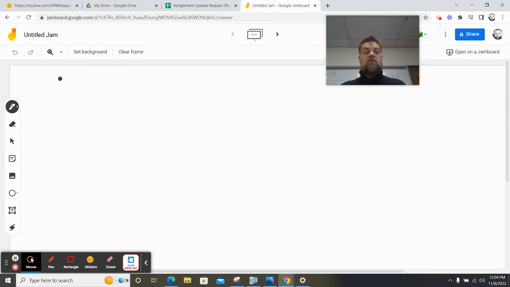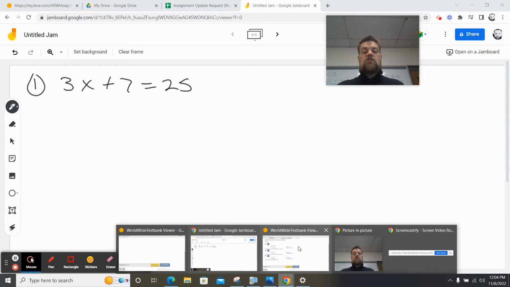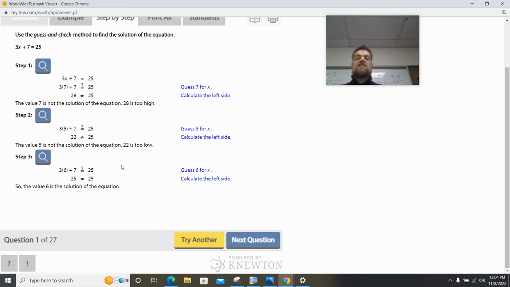So, what you're supposed to do is on a piece of paper write out the problem. You could say problem number 1, 3x plus 7 equals 25. That's the problem, right? And then what you're going to do is you're going to look at the step-by-step stuff. Well, the step-by-step stuff says guess 7 for x and calculate the left side. So what I see here, that's what I want to write down. Okay?